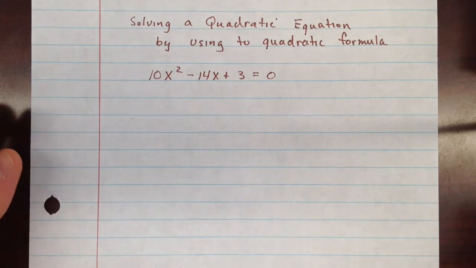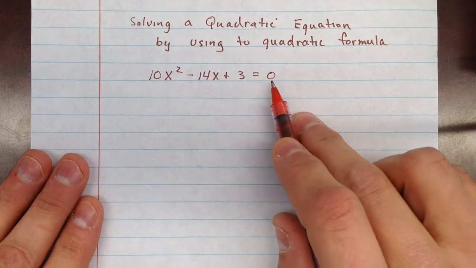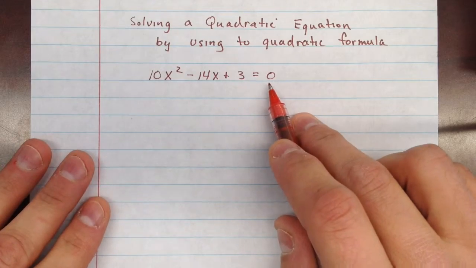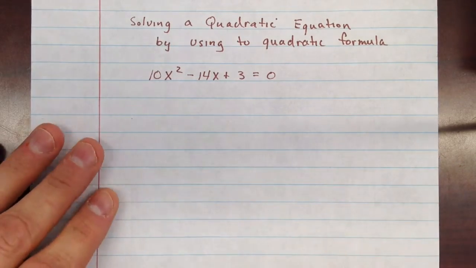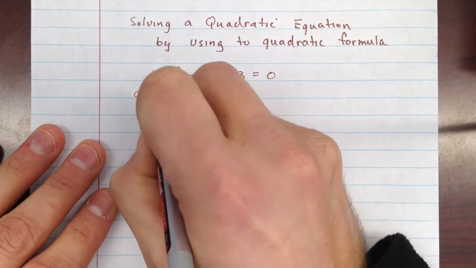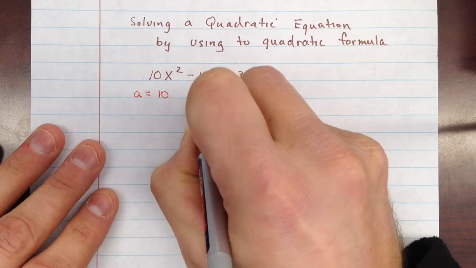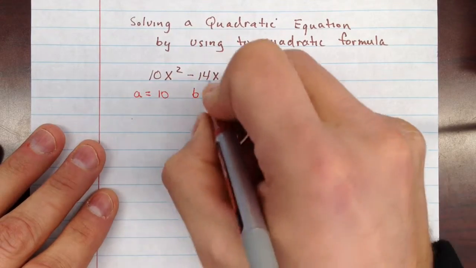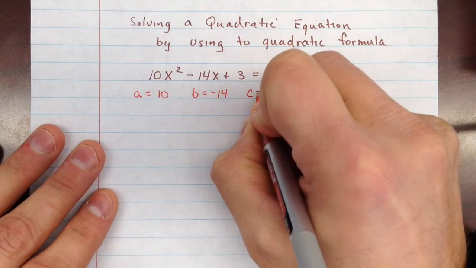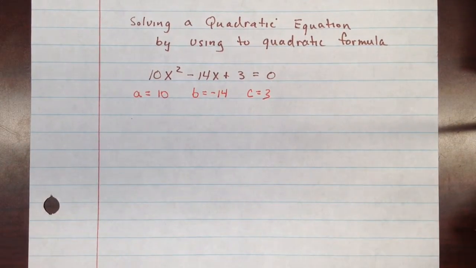So the first step is going to be to make sure that all the terms are on the left side and the right side is equal to 0. It can always be the other way around, but it's typically done this way. Then we're going to identify a, b, and c. So a is the coefficient of x squared, or the squared term. In this case, it's 10. B is the coefficient of the variable term that's not squared, and that's negative 14 in this case. And c is the constant, which is 3. You don't need to worry about the 0 right now on this problem.